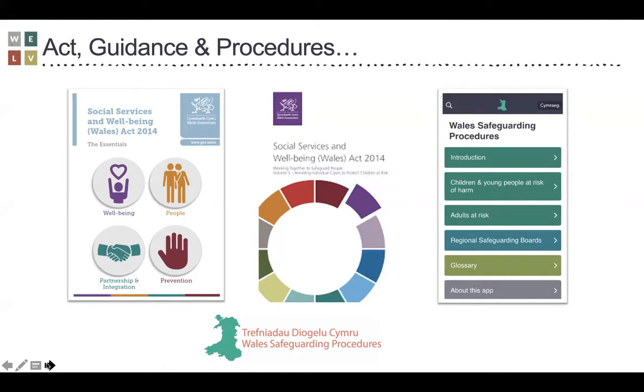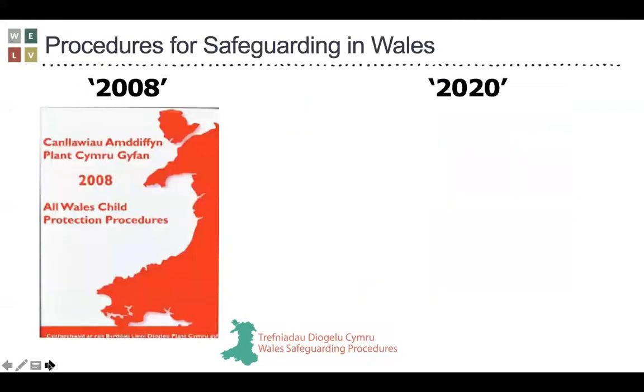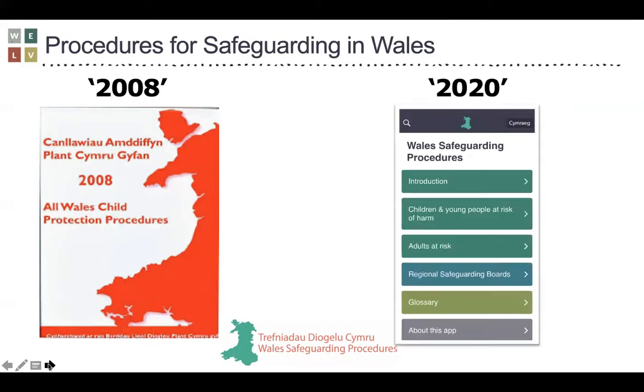A note that these procedures are implemented in response to Volume 5 and in response to the requirements set out in the Social Services and Wellbeing Act. This series of videos is focusing on the section that relates to children and young people at risk of harm. So as I say, we're moving from use of the All Wales child protection procedures that have been in operation since 2008 through to the new Wales safeguarding procedures that have come into force in 2020.